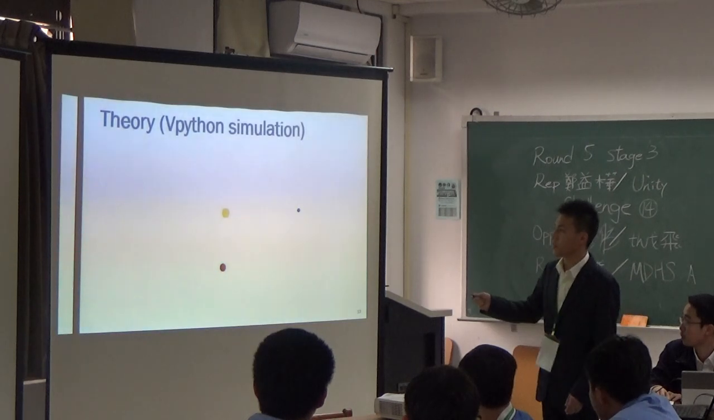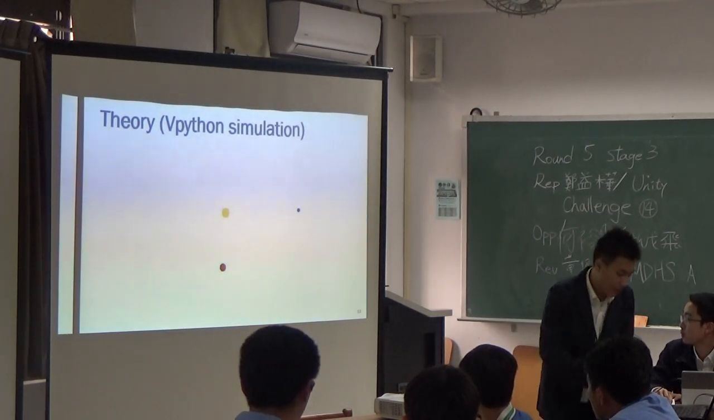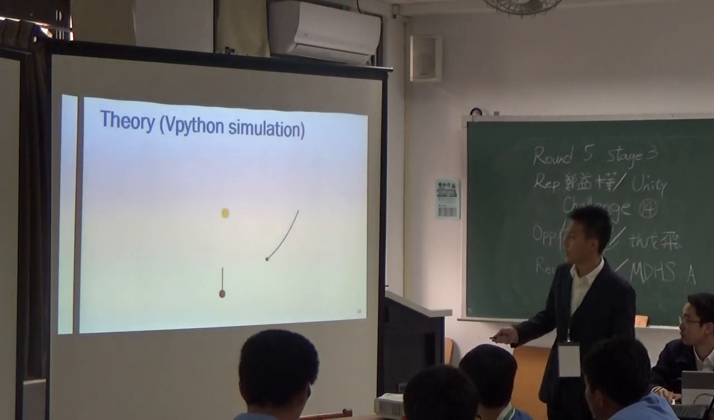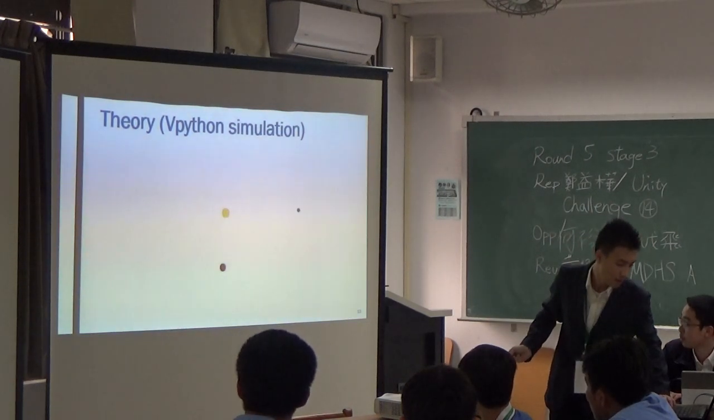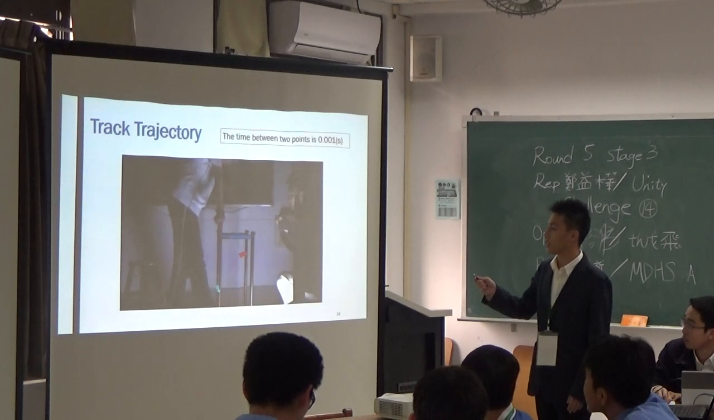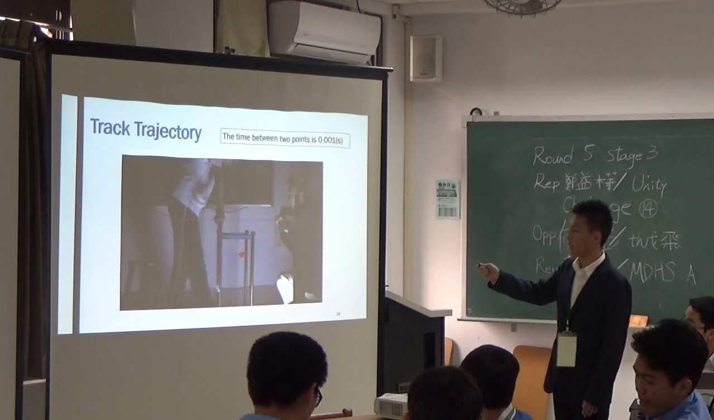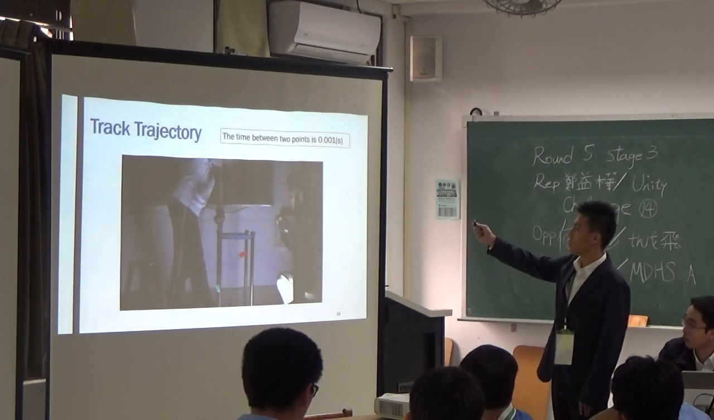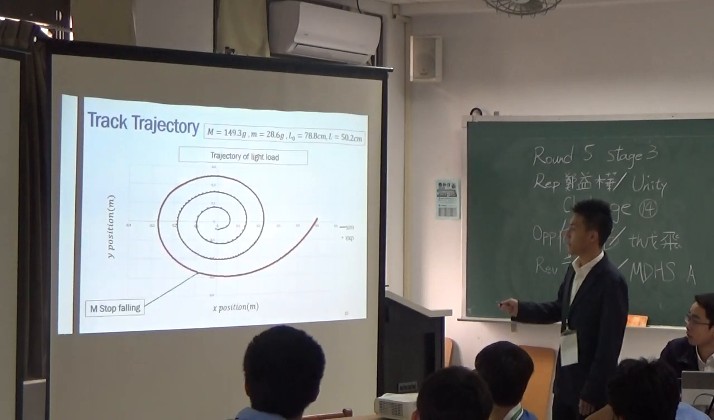After that, we use the Euler method to write a program with our theory. It produces a similar trajectory to the one found in the observation. And we compare our simulation trajectory with the experiment trajectory. Remember, the time between two points in the experiment data is 0.001 seconds.